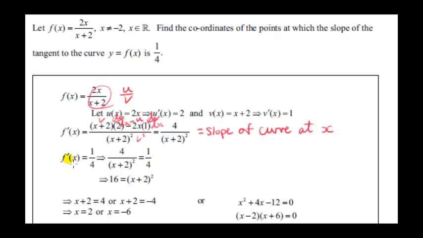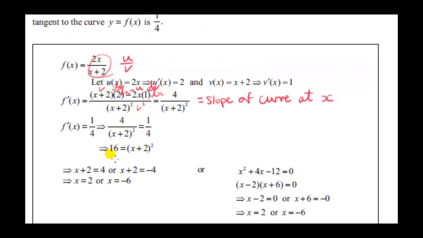However, we're given that the slope of the curve is a quarter. So the slope of the curve is the derivative. We put the derivative equal to 1/4. We want to find the values of x. So we have a single fraction on either side, so we can just cross multiply. To find out what the x's are, we can take the square root of both sides of this.